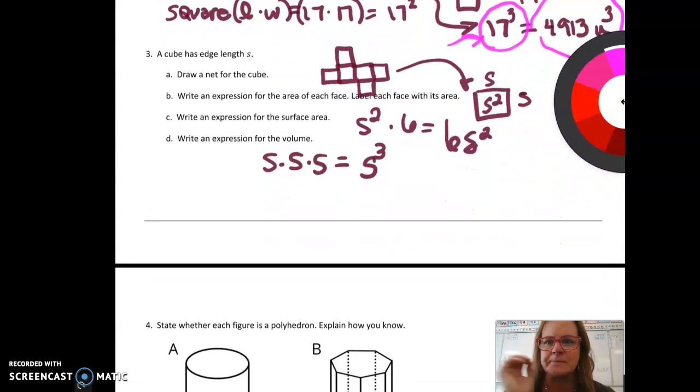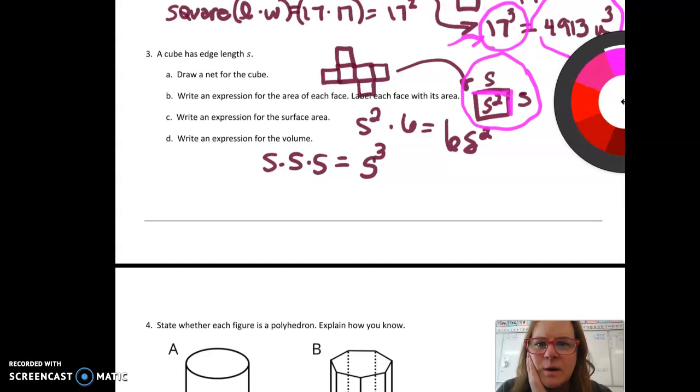All right, in number 3, a cube has an edge length S, and so here's another cube net. To write an expression for the area of each face, just remember that the side of that square is S times S, and S times S is S squared. And so the surface area would be 6 of those S squareds, or 6S squared. And we could write it like this, 6 times S squared.